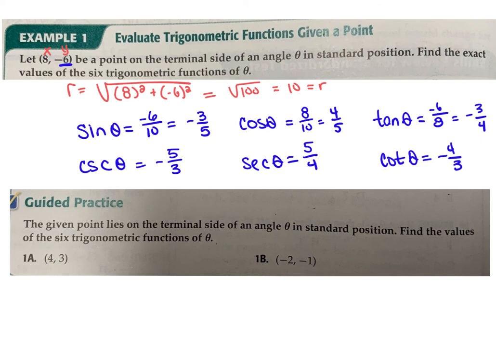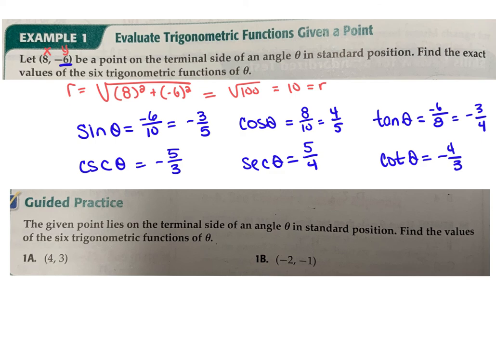8, negative 6, fourth quadrant. I have a positive x and a negative y. If those tell me what my sine and cosine are, sine is based off of y. Sine should be negative. Cosecant should be negative, yes? Because that's based off y. Cosine is x. In the fourth quadrant, my x is positive. Cosine and secant should be positive, all right?